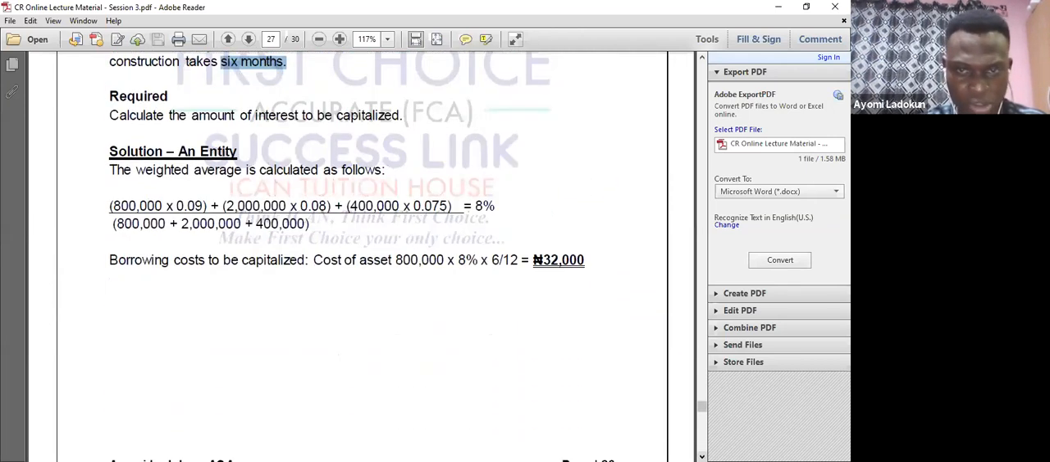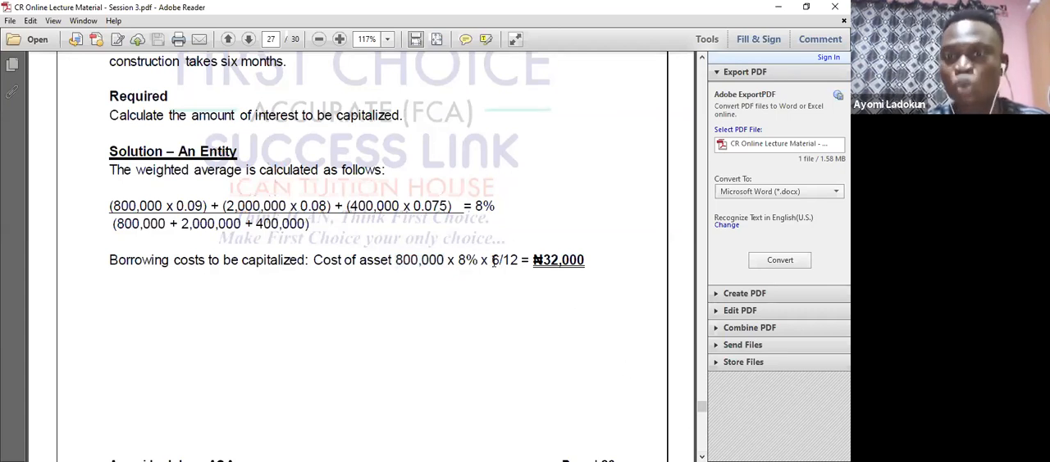So let's look at the solution. Okay, can you see now? So this is it. So you do this, okay? That's what I just explained. You do this, okay? So by the time you do all of this summation, multiply by 100%, you have the rate. So the borrowing cost to be capitalized will now be the cost of the asset multiplied by the rate, and because it takes 6 months, that's why you have 6/12. So you have 32. So this 32 will now be part of the cost of this asset. Okay, it will now be part of the cost of this asset.